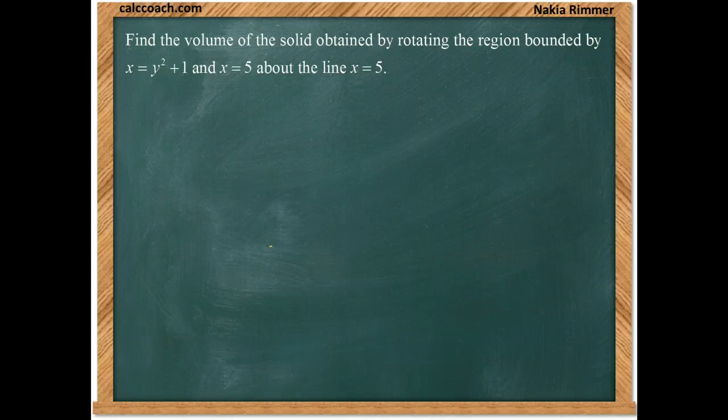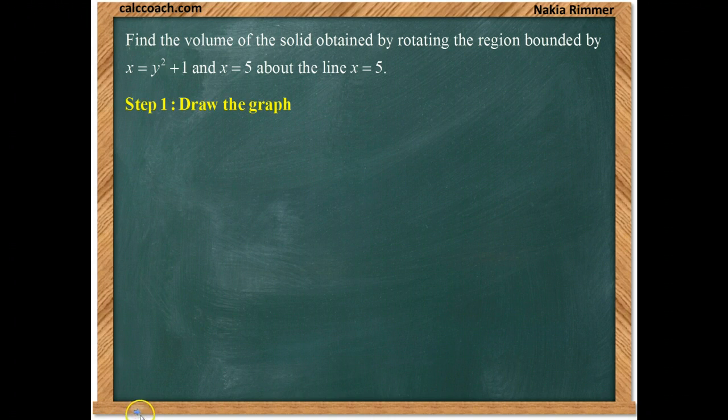Find the volume of the solid obtained by rotating the region bounded by x equals y squared plus 1 and x equals 5. That's going to be rotated about the line x equals 5. Very first step in the process is to draw the graph.